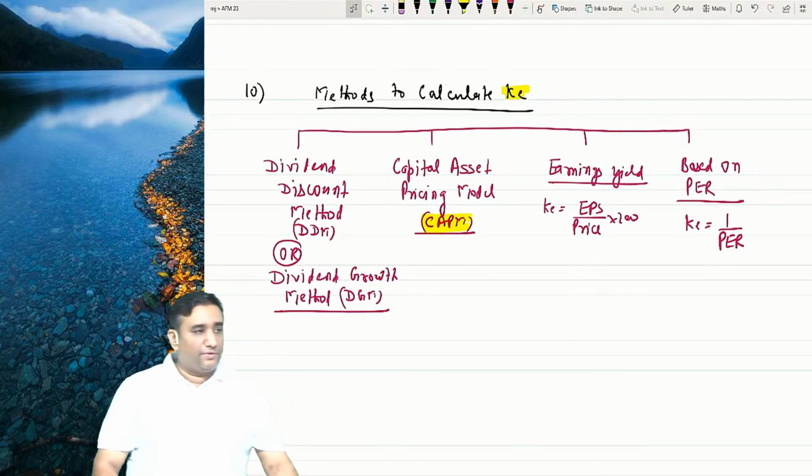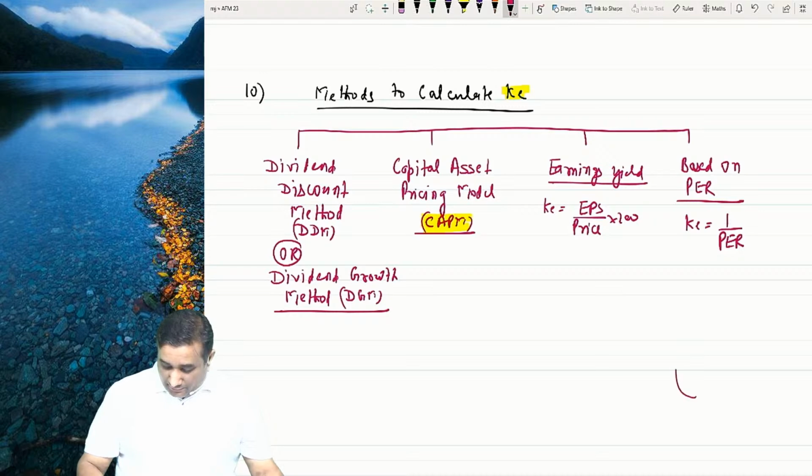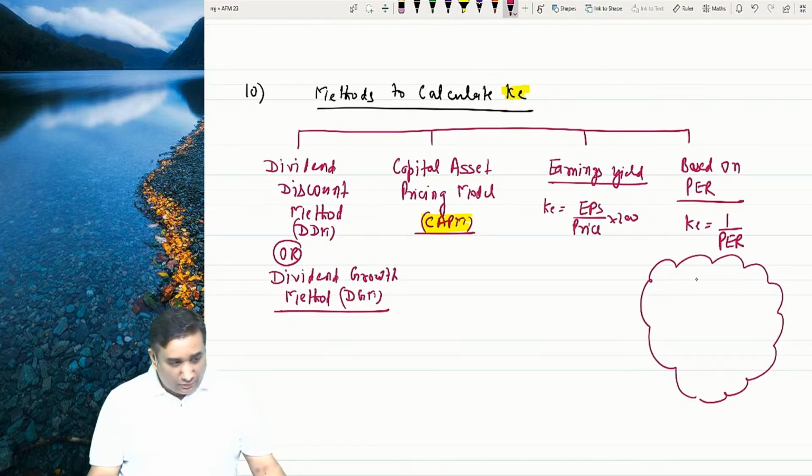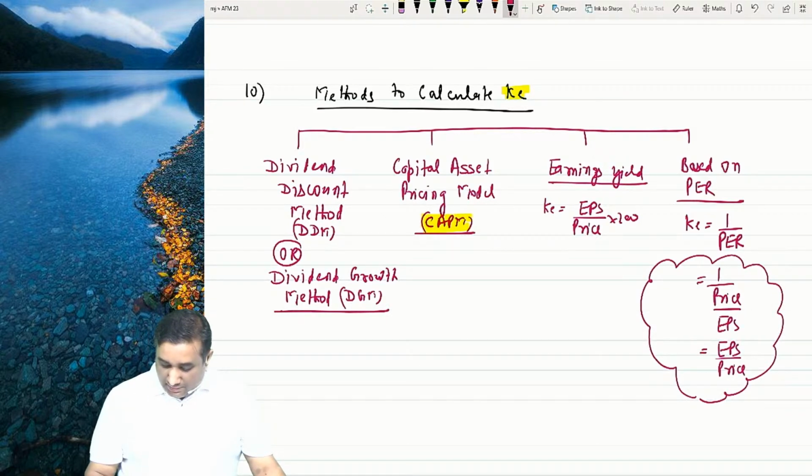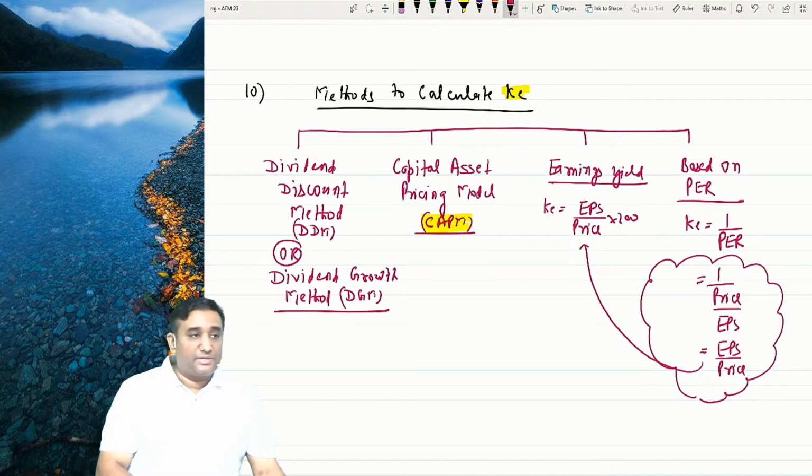K is equal to 1 by P ratio. Now how does that formula come out? If we try that formula, what is a, if I try this, what will it become? P ratio is price by EPS. This will automatically become EPS by price. Now, under what circumstances to use this method, which I let you know.